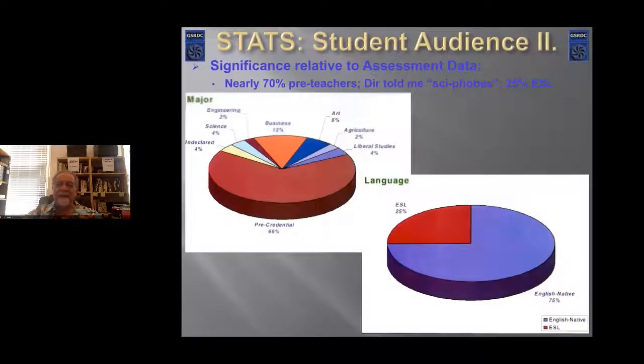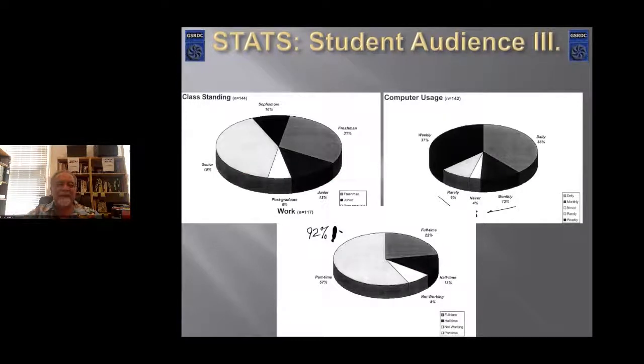Let me go back to that, because language. Nowadays, the English as a second language group will be much bigger, because in the 90s, it was a smaller group. In terms of class standing, you see that many of them were seniors because they had put off science to the last minute because they were science phobes. And in terms of computer usage, daily was very small compared to what it would be nowadays, but that was because it was the 80s and 90s.